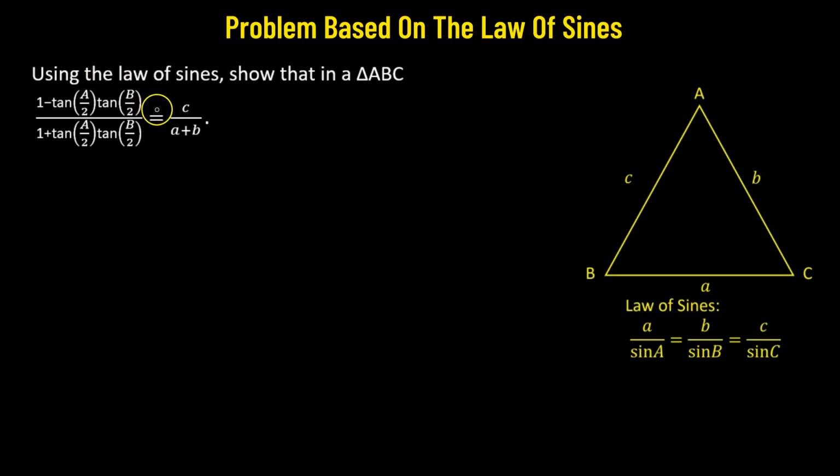Using the law of sines, we need to show that in the triangle ABC, the following trigonometric equation holds true. Let us begin. So what we'll do, let's first specify the law of sines. Here we have a triangle ABC, it's an acute angle triangle.